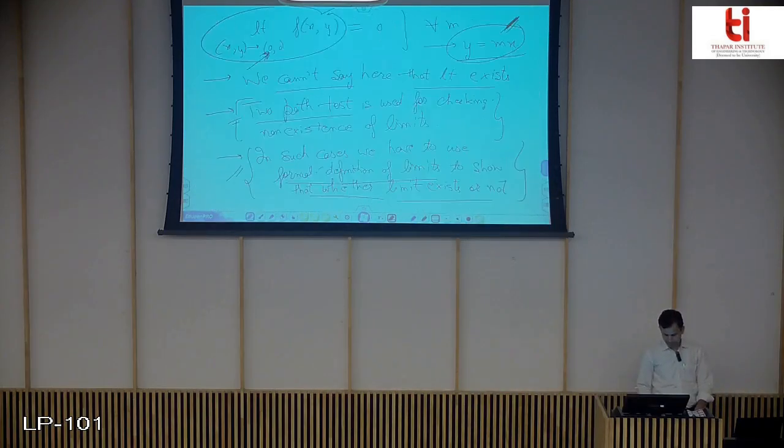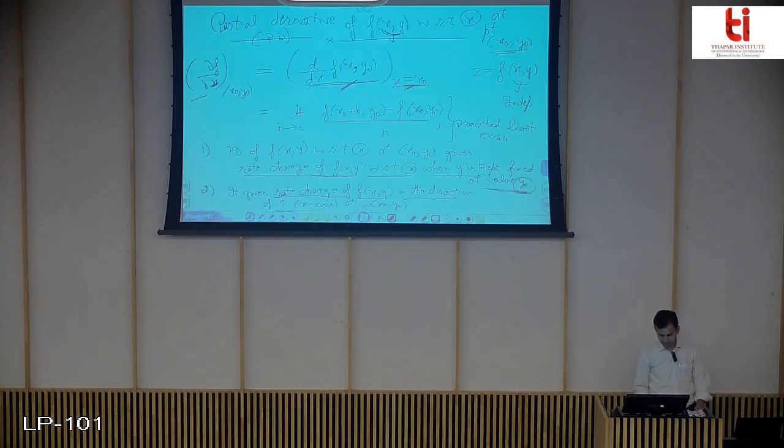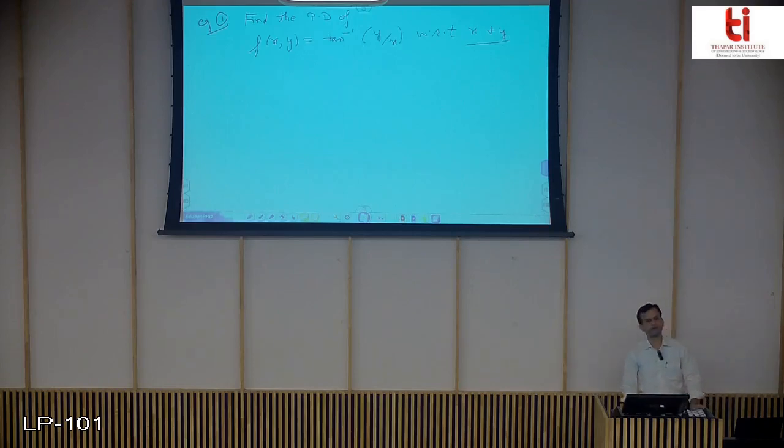Okay, now coming again to the examples of partial derivative. Let us do some examples of partial derivative. First example, find the partial derivative of f(x, y) equals tan inverse of y upon x with respect to x and y both. We have to find the partial derivative of f(x, y) with respect to x and y both. So let us solve it.